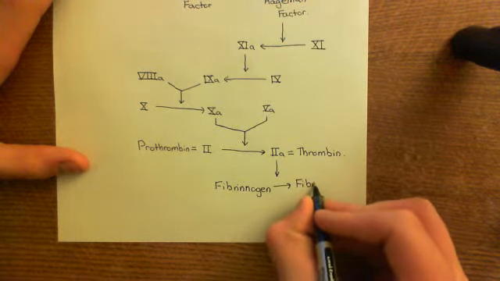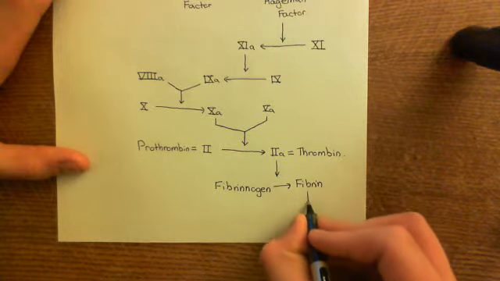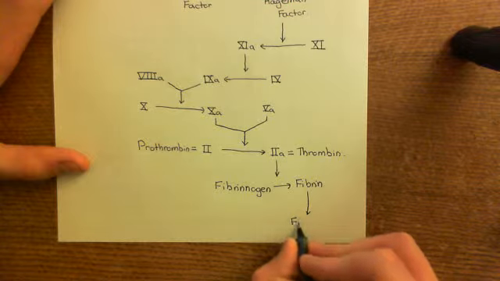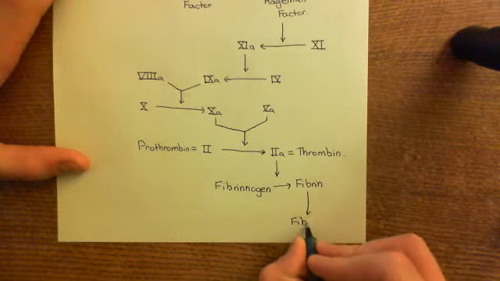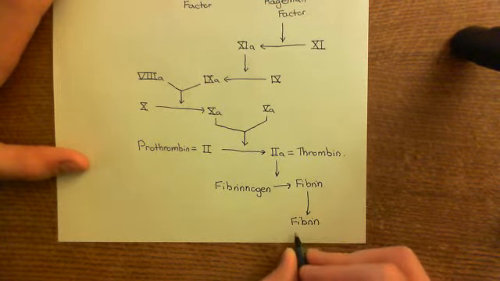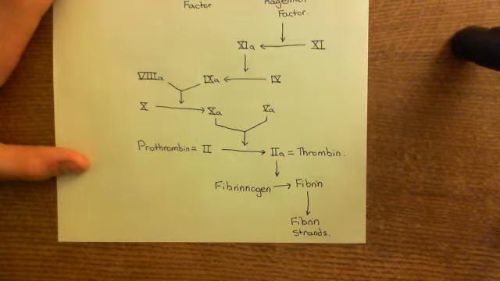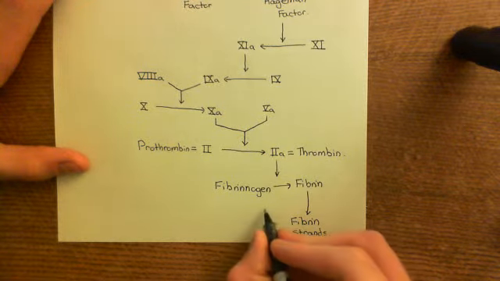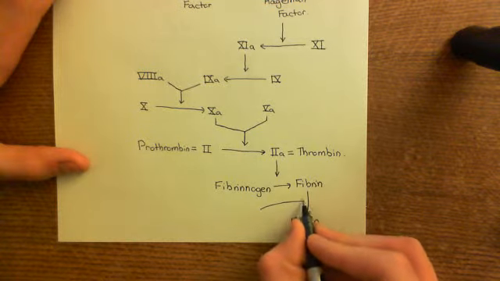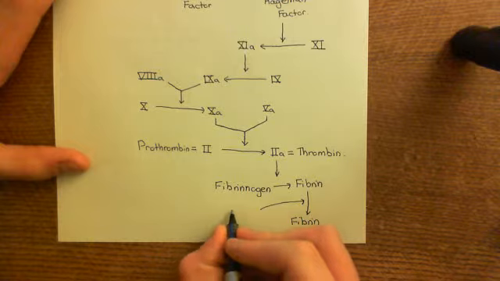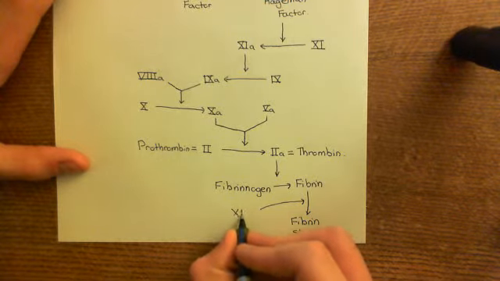And then another enzyme, factor 13A, will convert fibrin monomers into fibrin strands, and then you're going to get these large webs of fibrin being formed. Okay, so this is how we're going to start producing fibrin strands, which are going to tie together the primary platelet plug and turn it into a secondary hemostatic plug. So the enzyme that does this is 13A.